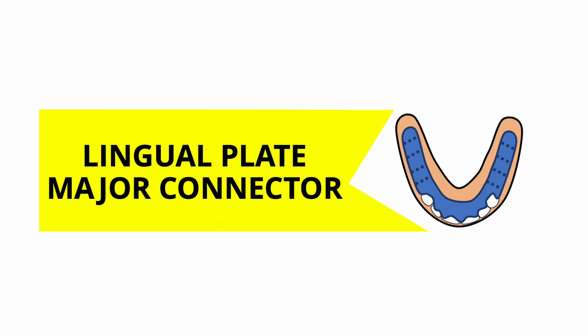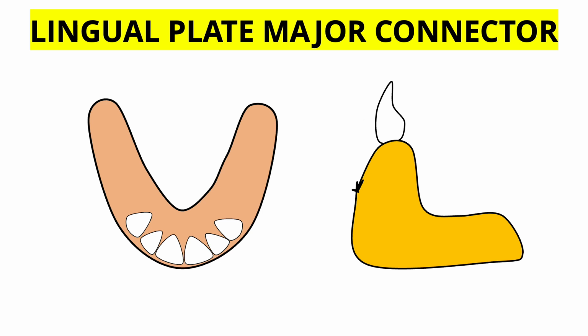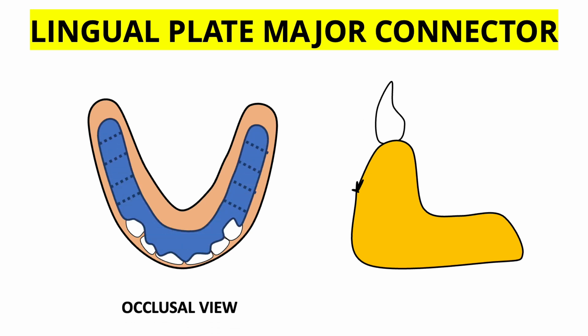Now second is the lingual plate major connector. We have two views of the lingual plate major connector also. The first one is the occlusal view and the second one is the cross sectional view, and it is similar to the lingual bar major connector except for the superior border. And what is the difference in the superior border?